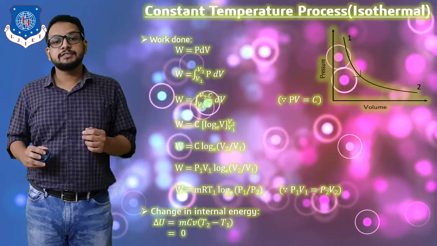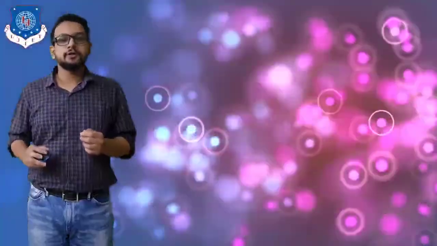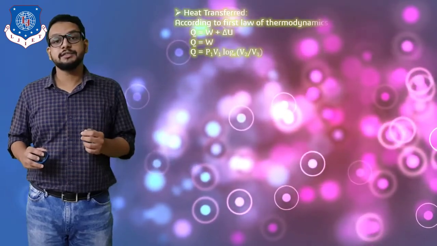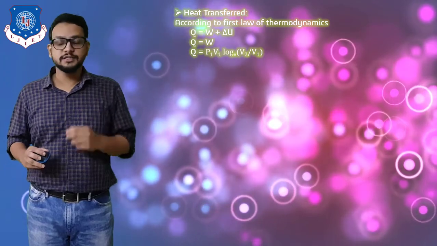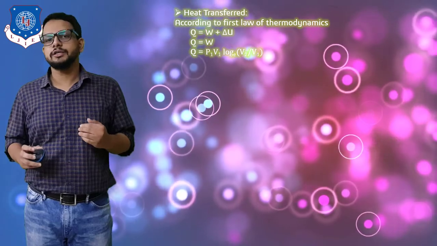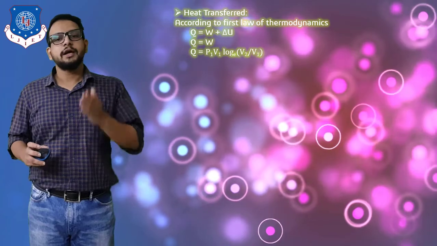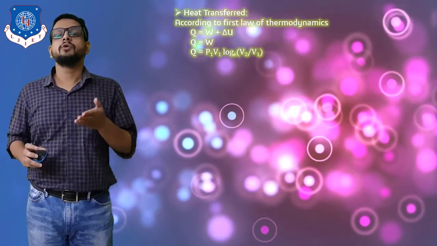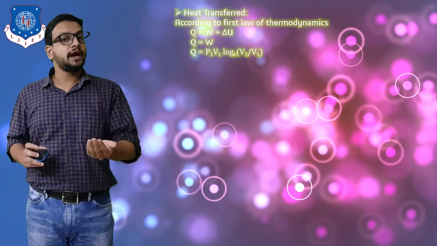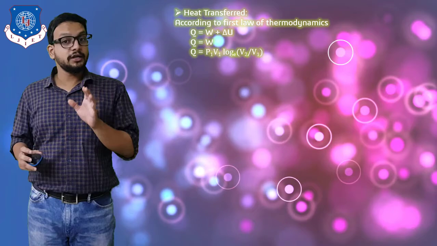Right. Now let's see our next parameter that we need to determine, that is heat transferred. According to the first law of thermodynamics, Q is equal to delta U plus W. In this equation we have determined the work done during this constant temperature process, and delta U will be 0, indicating that Q is equal to W, which means that whatever heat is supplied during this process is completely converted into work transfer, which in actual case is not possible.